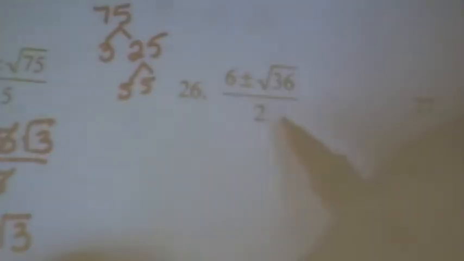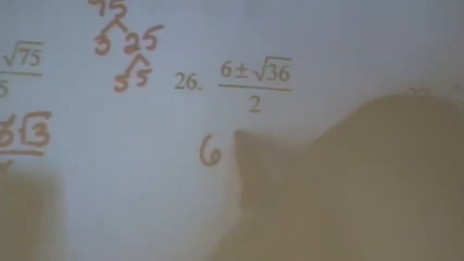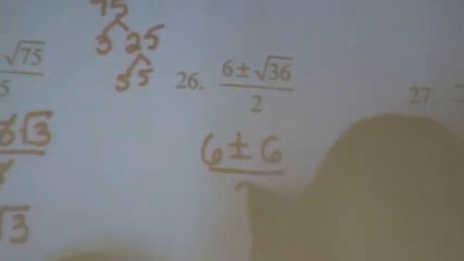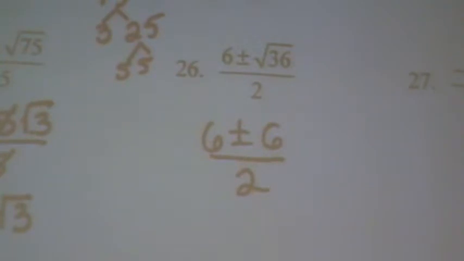All right, so now what do you do for this one? 3 plus square root 36. What's the square root of 36? 6. So it's 6 plus or minus 6, over 2. Sometimes this happens and you guys leave your answer like this, but the question says to simplify. What is 6 plus 6? 12. What's 12 over 2? 6, one answer. And what's 6 minus 6? 0. What's 0 over anything? 0. Those are your two answers.